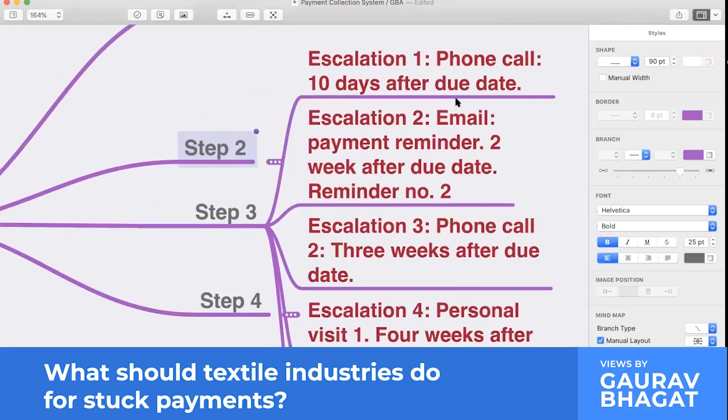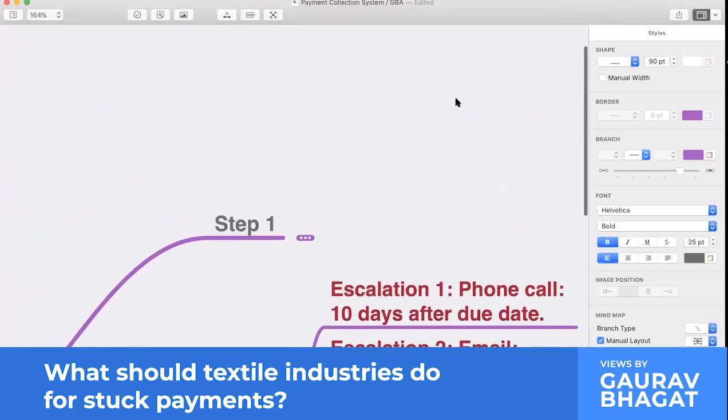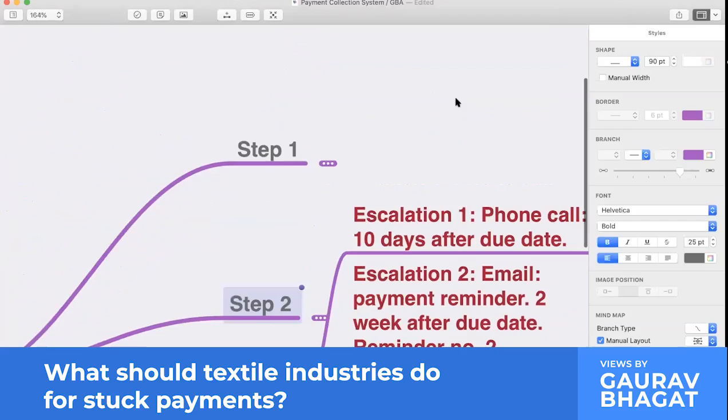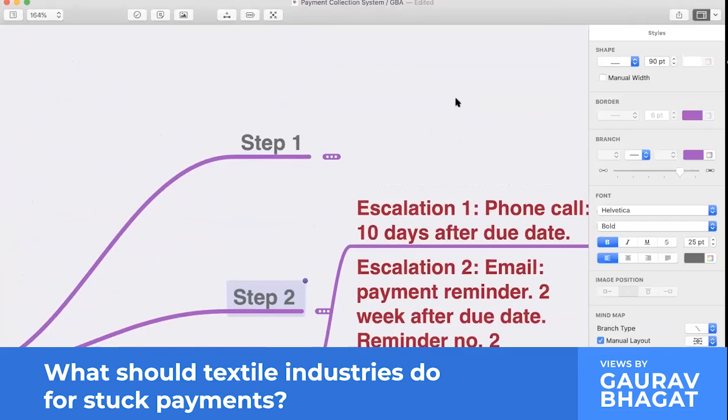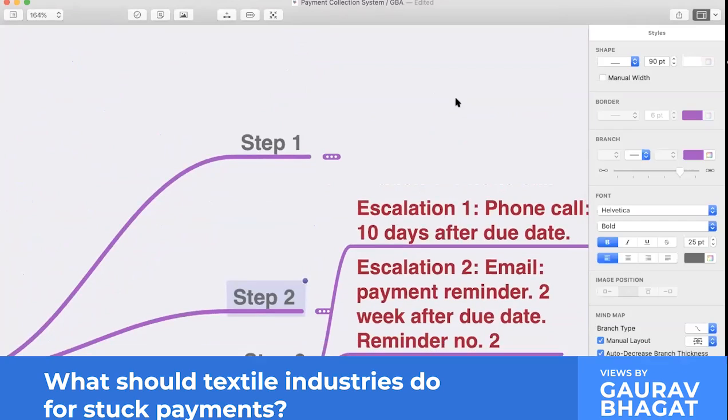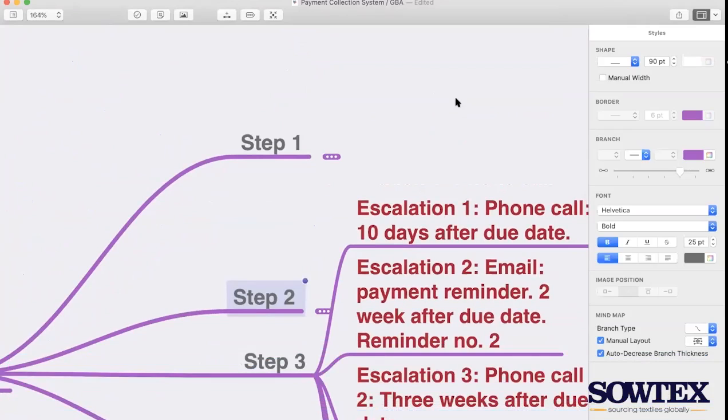So escalation number 1 actually happens 10 days after the payment is due and the first mail is actually gone. So you make escalation number 1, which is a phone call. And this is 10 days after due date saying, hey, our payment hasn't come in. Escalation number 2 is now email number 2. So email payment reminder number 2. And this is going 2 weeks after due date saying, hey, this is reminder number 2, payment ka kya hua, payment hasn't come. So you're actually asking for them as well.